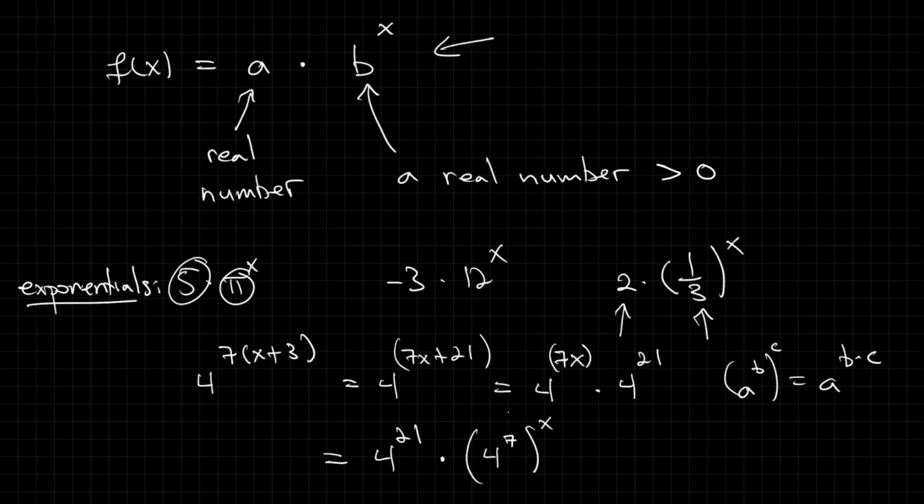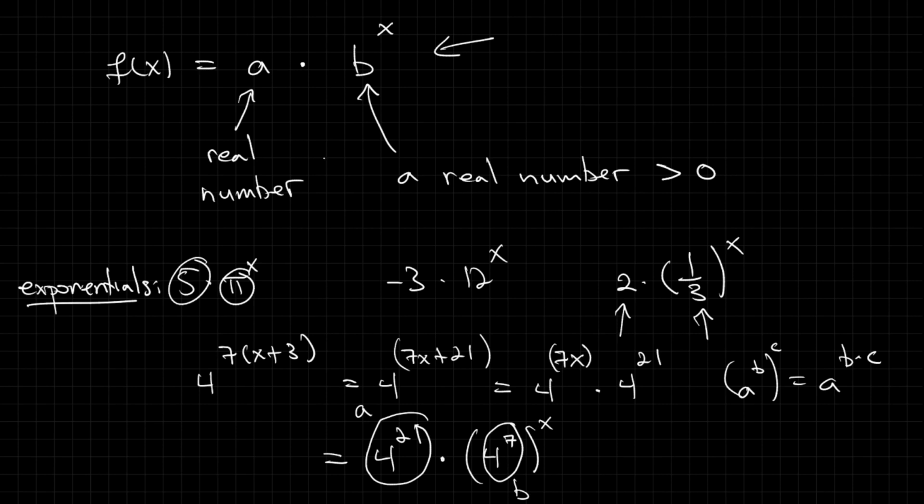All that being said, what we have here is a real number. 4 to the 21st power is a real number. It's a really big real number, but a real number nonetheless. Also, 4 to the 7th is a real number, also a large number, and it's being raised to the x. So a here is 4 to the 21, b is 4 to the 7. So we have an exponential function because this function can be rewritten as a number times a number to the x power.